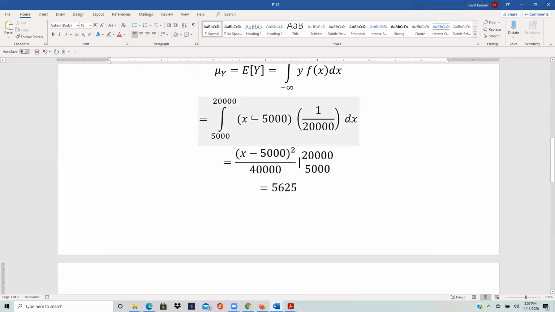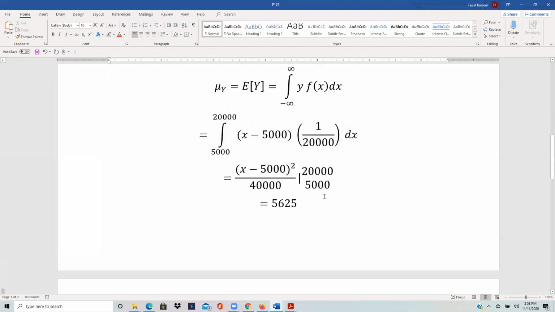For the integral of X minus 5,000, you can just use the power rule. So it'd be X minus 5,000 squared over 2, and the 2 gets multiplied with this to get 40,000. If you don't like using the power rule, you can do a U substitution. It will lead to the same thing eventually. After you substitute the 20,000, you get 5625. For the lower limit, 5,000 minus 5,000 is 0. So the mean of Y comes out to be 5625.